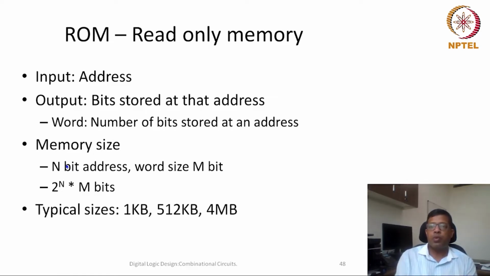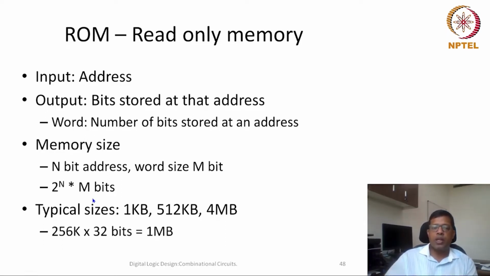Now, what could be sizes? Usually when you see memories, it is written as 1 kilobyte, 2 kilobyte. It's again usually a power of 2: 1 kilobyte, 2 kilobyte, 512 kilobyte, 4 megabyte, gigabytes, terabytes, petabytes, exabytes. But when we are writing here, we are saying 2 to the power n into m. So where is this m? m means it's usually contained inside this byte information.